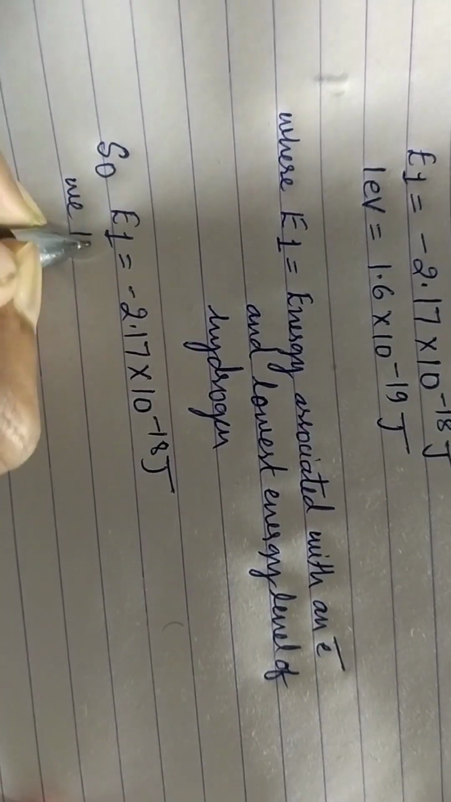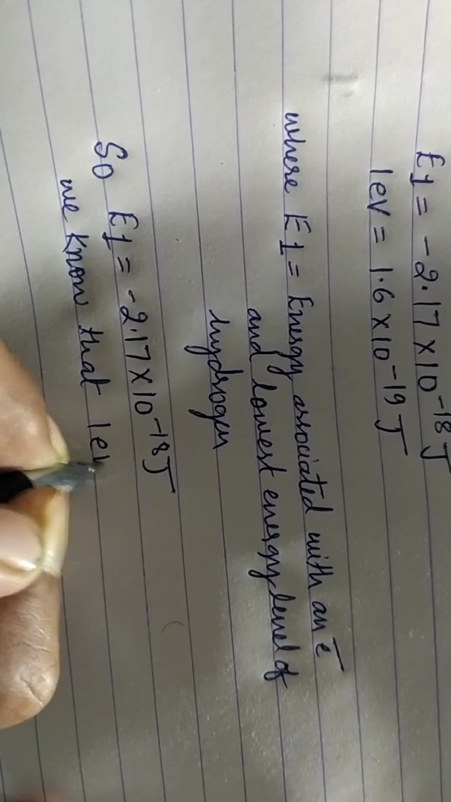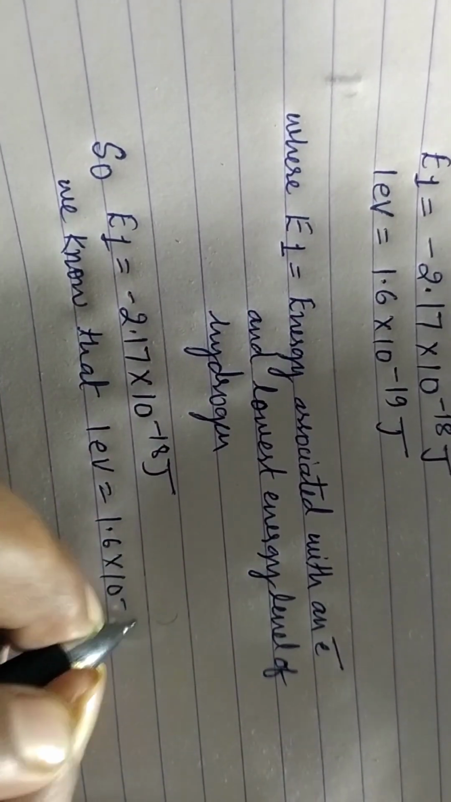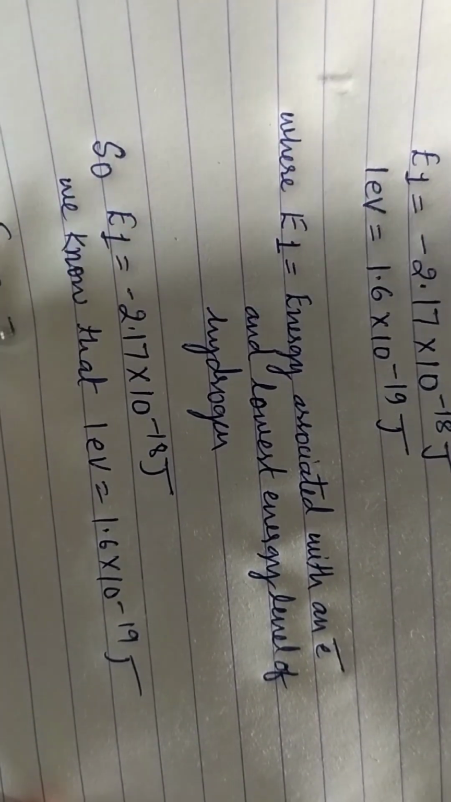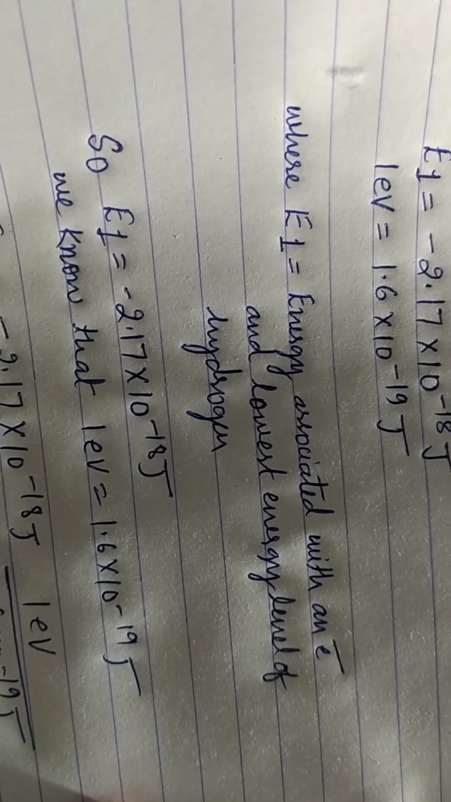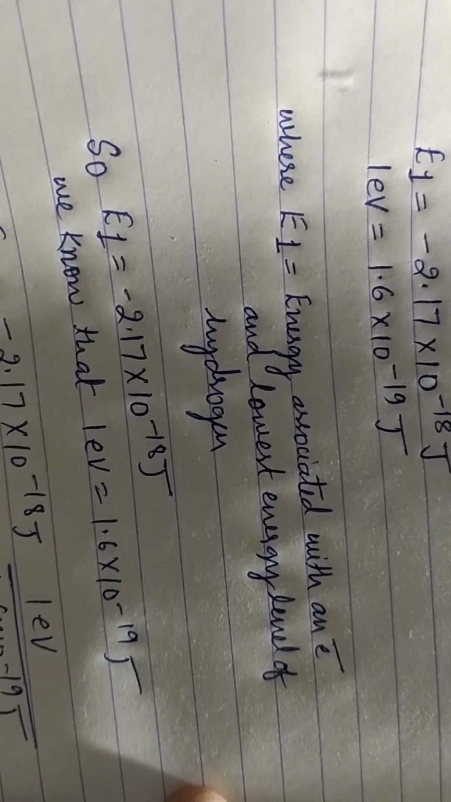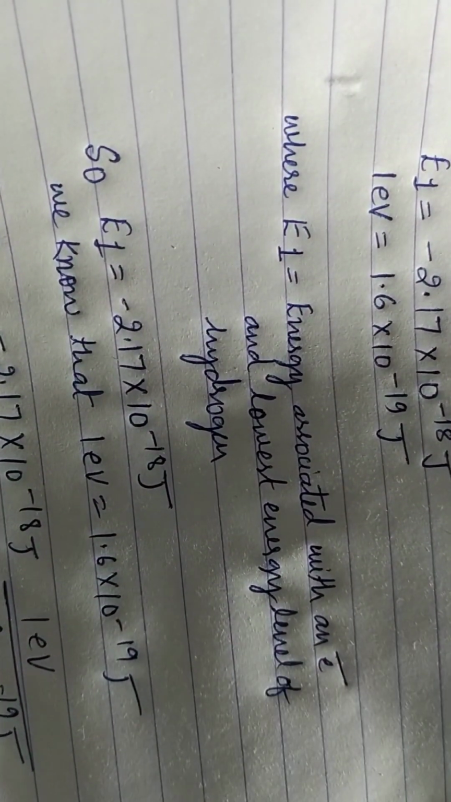So we know that 1 electron volt is equals to 1.6 into 10 to power minus 19 joule. So what can you do? You just convert into the electron volt. When you convert it into the electron volt, it will come out as 1 electron volt divided by 1.6 into 10 power minus 19 joule. When you divide this by 1 electron volt, it will get converted into electron volt, and you are going to get minus 13.6 electron volt.